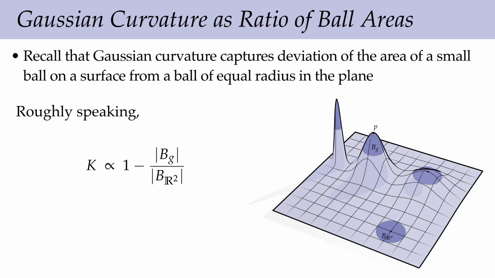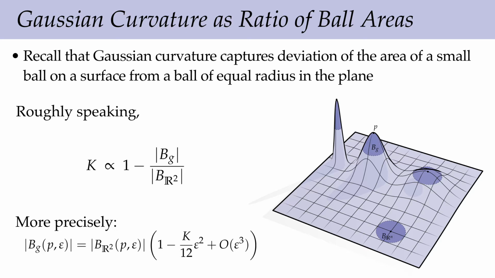As we get closer and closer to the flat plane, the area goes up. And in fact, if we had a saddle-like surface, the area on the surface for the same radius would be bigger than the ball in the plane, and our Gaussian curvature would go negative. We can be more quantitative about this definition and say that the relationship between the geodesic ball area, meaning the area of the ball on the surface, and the area of the ball in the plane has a constant of proportionality, 1 minus k over 12 epsilon squared, plus some terms that depend on the radius epsilon up to third order.